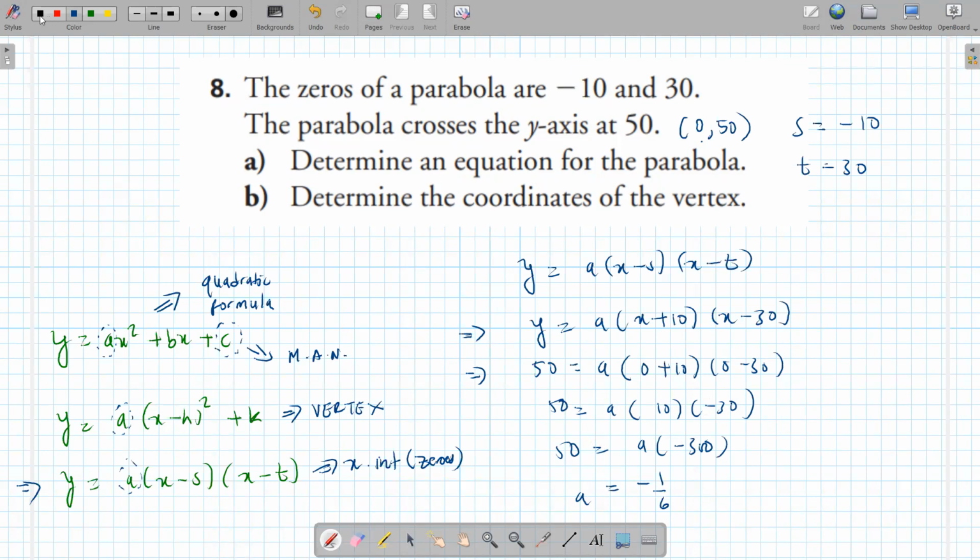Therefore, the final answer for part A, the equation of the parabola in factored form is negative 1 over 6, x plus 10, x minus 30. Okay, like that.